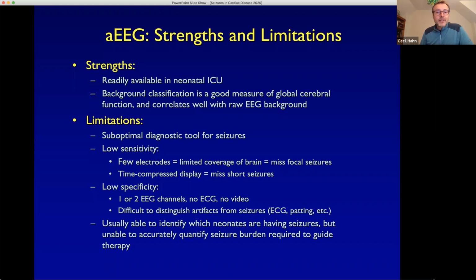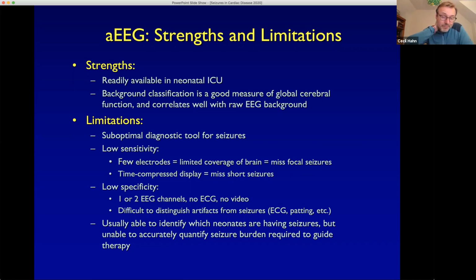But for seizure detection, I've shown you some nice examples of seizures, and sometimes they are that clear. But it's really a suboptimal tool compared to conventional EEG for a couple of reasons. First of all, it's not that sensitive because you only have 2 or 4 electrodes, and the seizures could be coming from other parts of the brain and you won't pick them up.